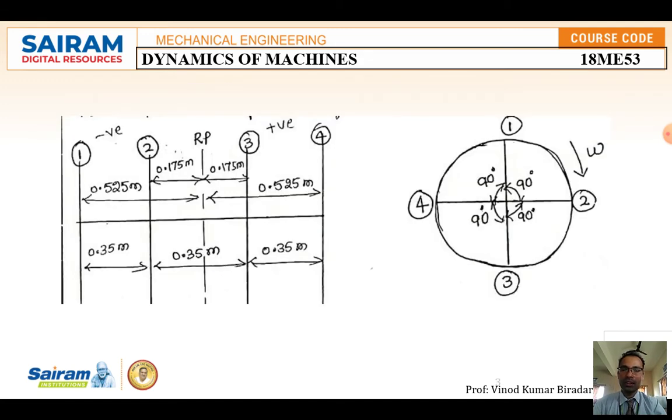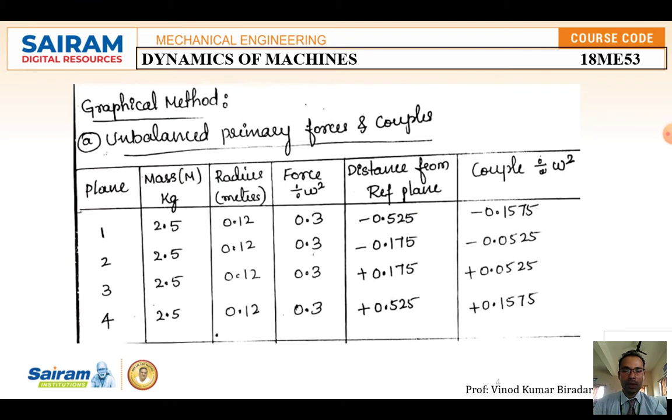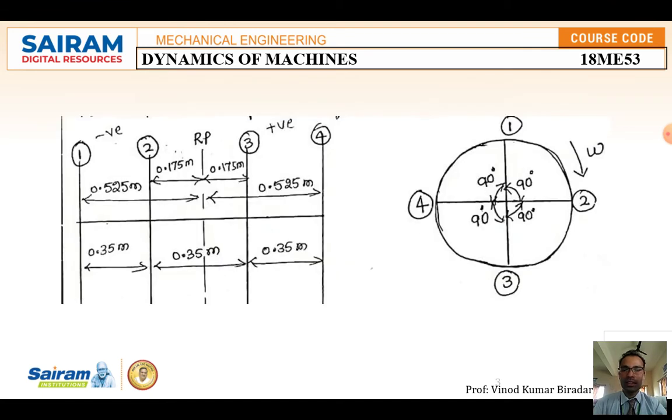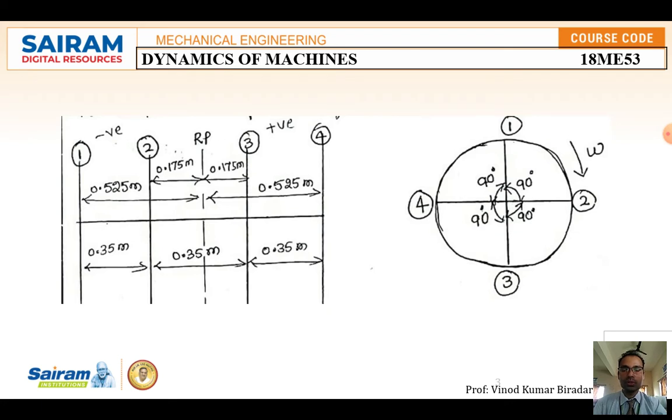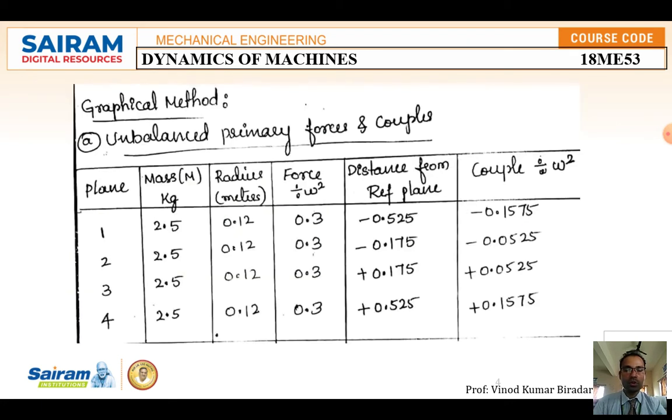Okay, from the reference plane, on the left-hand side you take the negative value, and on the right-hand side you take the positive value. So again, reference plane to 2 is minus 0.175. Reference plane to 3 is 0.175, right side, positive. Again, reference plane to the last, fourth plane, is 0.525.